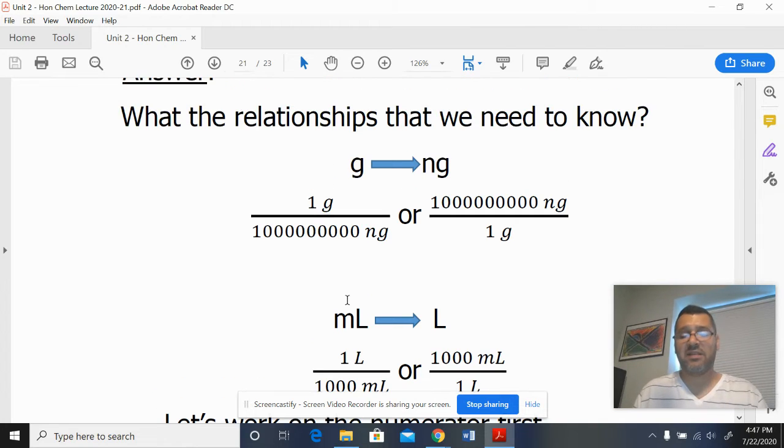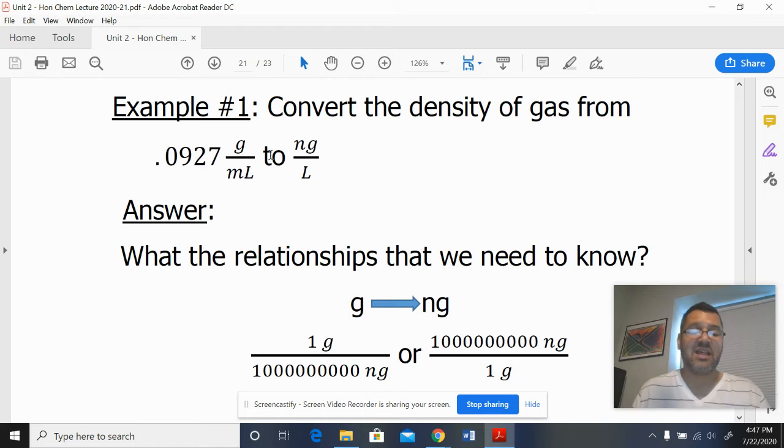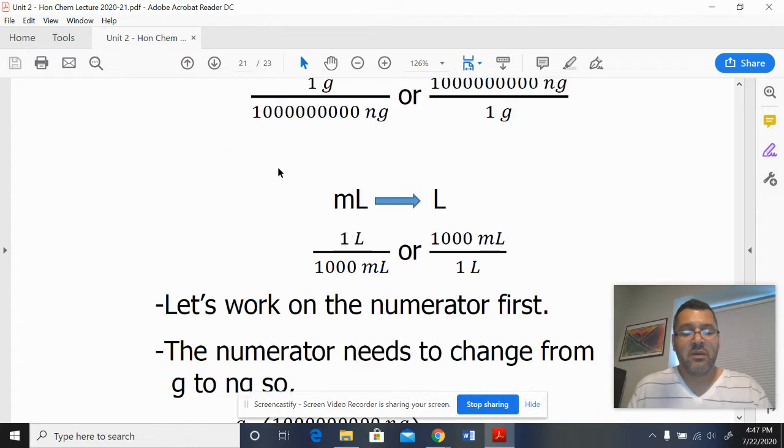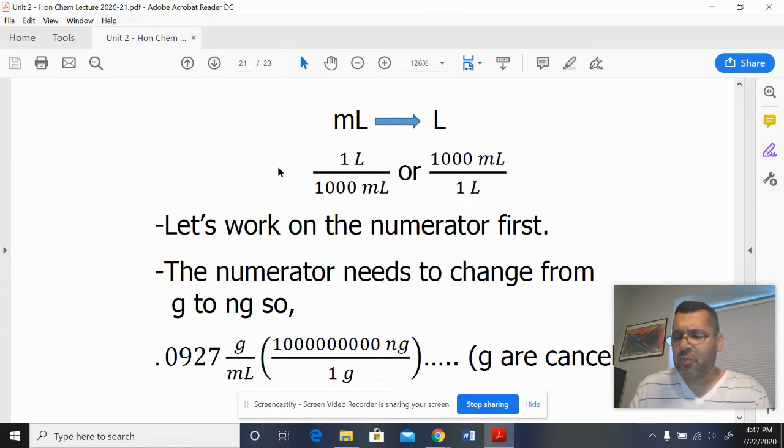Now, what makes this more complex is that the unit that you have has got a numerator and a denominator. How we change the numerator is exactly the way that we've been doing it before, but how we change the denominator is actually the flip of that. So let me show you how that works. So let's first do the numerator. You can start with the numerator or the denominator. I'll start with the numerator. So the numerator needs to change from grams to nanograms.